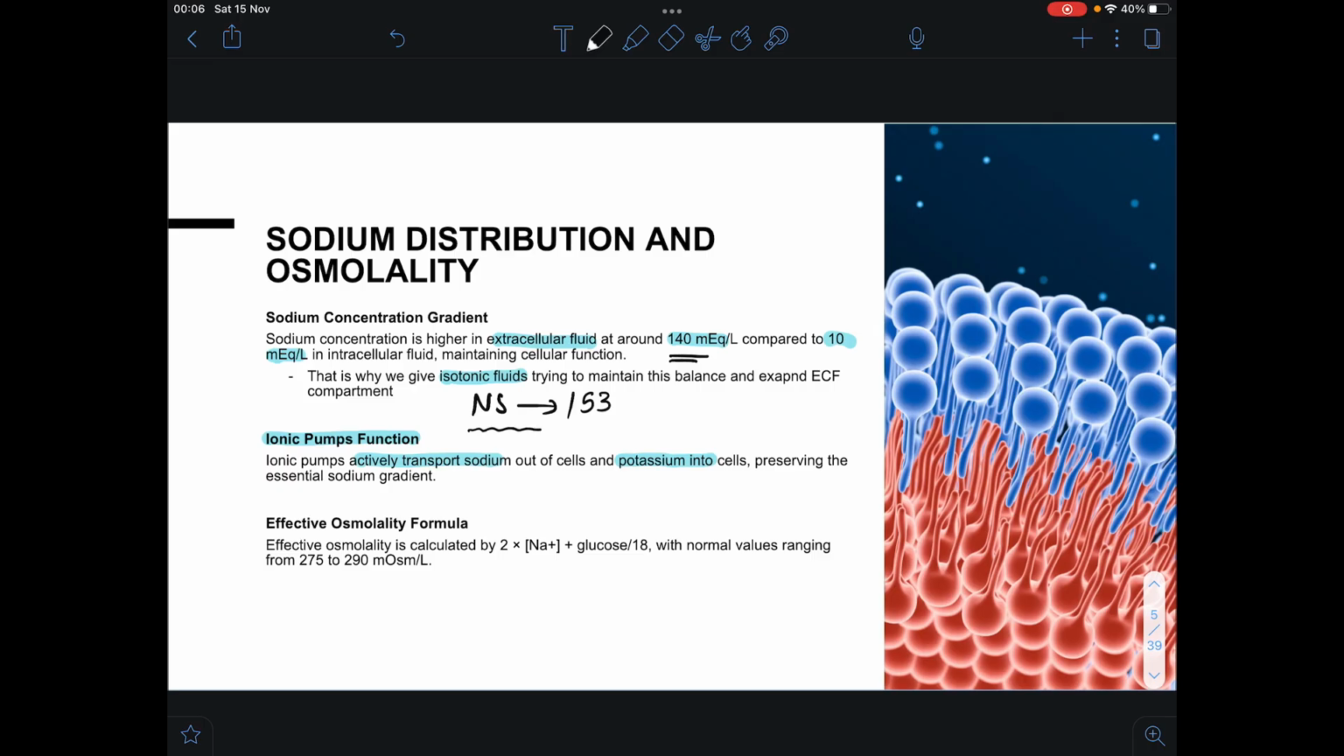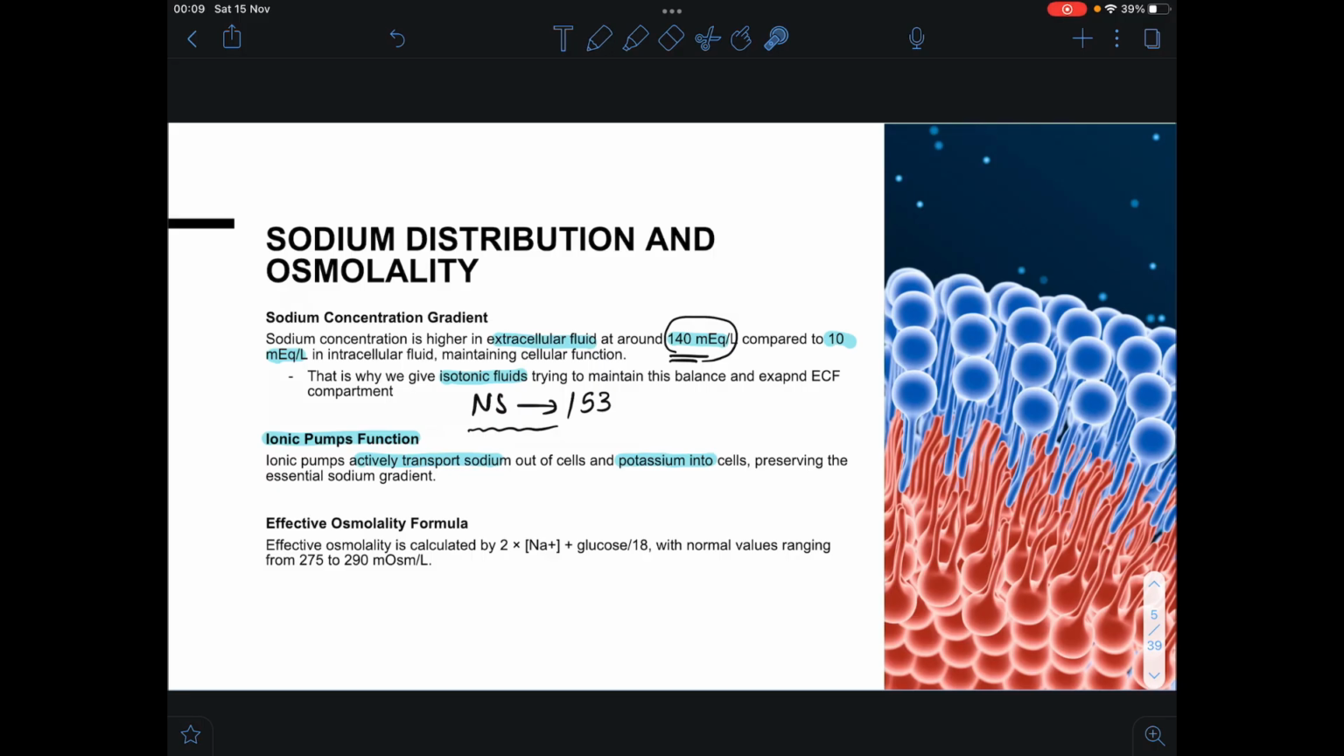And so the reason why we give normal saline is that we don't want to drive any fluid shifts. So giving something that has the same concentration of sodium as the extracellular compartment will not drive fluids to move from the intracellular to the extracellular, or drive any shrinkage or swelling of the cells.